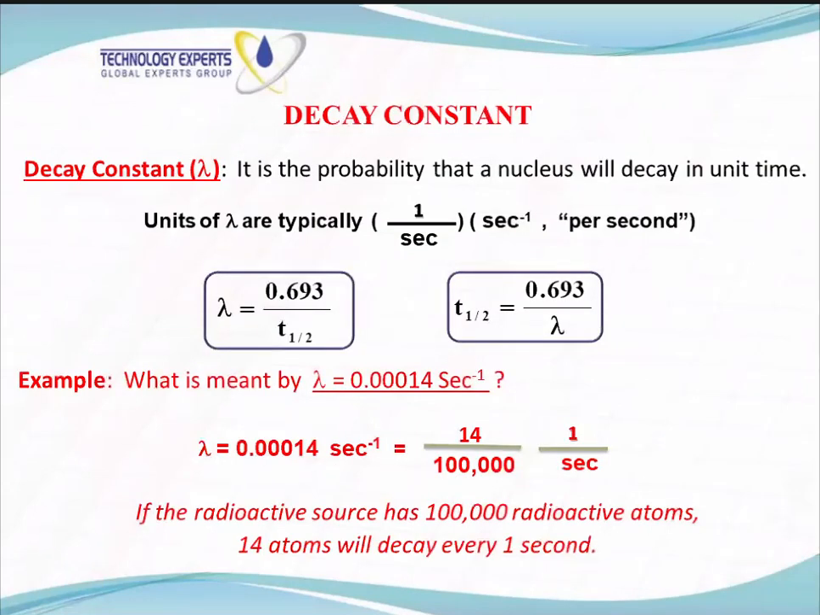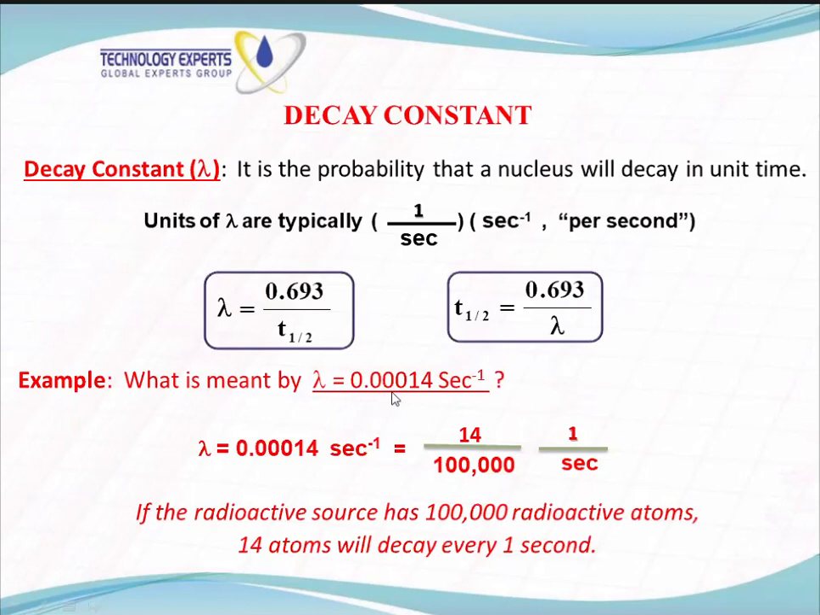Now, what is the meaning of lambda? We give here an example. It is the probability that 1 nucleus will decay in unit time, in 1 second. Really, I need you to remember this: in 1 second, because our unit is second. So the unit of lambda is 1 over second, or sometimes second minus 1 or per second. There is a relation between lambda and T half. This is the relation.